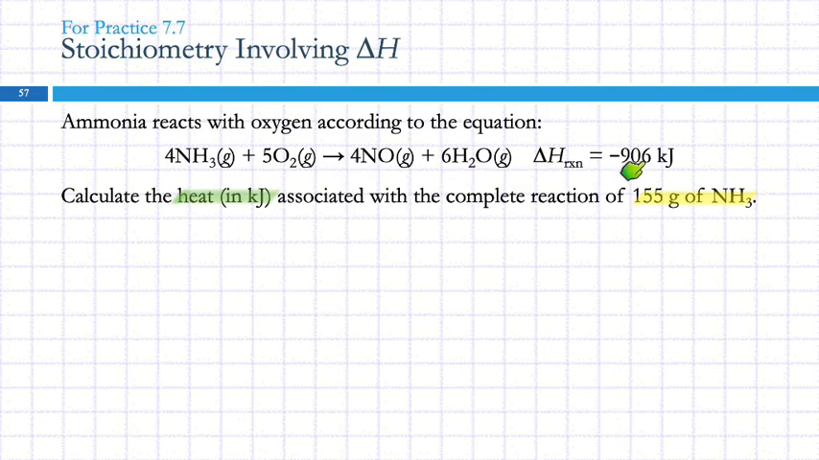So here we've got a chemical reaction happening. Stoichiometry is almost always going to be involved in it. So I like to use that balanced chemical equation to organize things. So I have 155 grams of ammonia that is reacting, and they want to know the heat. Well, the reactants and products aren't related to the heat, but delta H is, right? This is negative 906 kilojoules for every 4 moles of that.